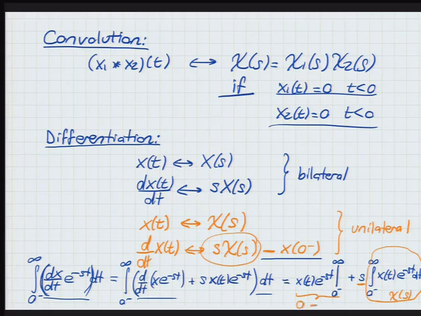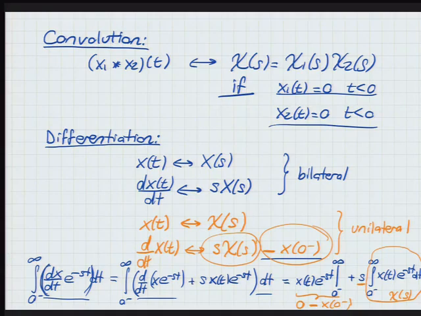At time 0, it is x of 0 minus. And that's where this comes from. All right? So the only difference from the bilateral case is we have to make an adjustment for the initial time. That's all. Otherwise, it's still multiplication by s.